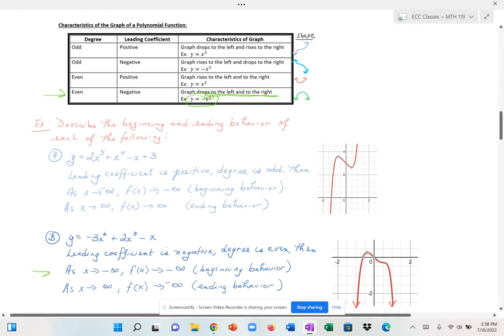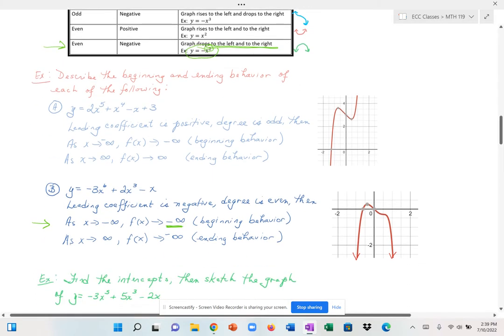So as x approaches negative infinity, f of x also goes to negative infinity. So dropping left means it goes down. So this is what it means to go down. It's going towards negative infinity. And as x approaches infinity, f of x also approaches negative infinity. Remember, the beginning and ending behavior are the same when you have an even degree.